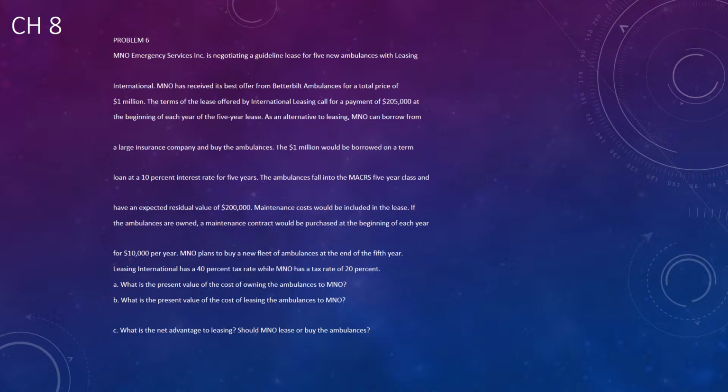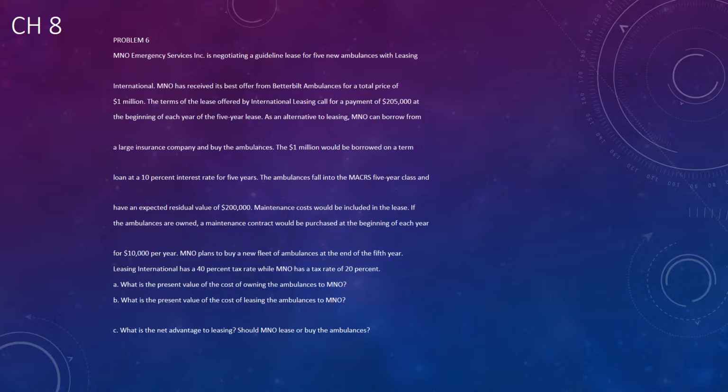Maintenance costs are going to be included in the lease. If the ambulances are owned, a maintenance contract will be purchased at the beginning of every year for $10,000. M&O plans to buy a brand new fleet of ambulances at the end of the 5th year. Leasing International has a 40% tax rate, while M&O has a tax rate of 20%. So, what is the present value of the cost of owning the ambulances to M&O? What is the present value of the cost of leasing the ambulances to M&O? And what is the net advantage to leasing? Should M&O lease or buy the ambulances?